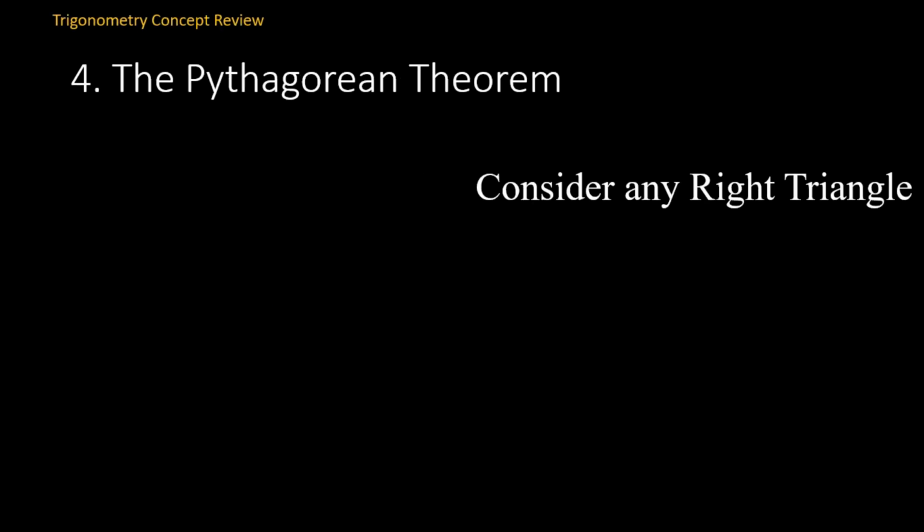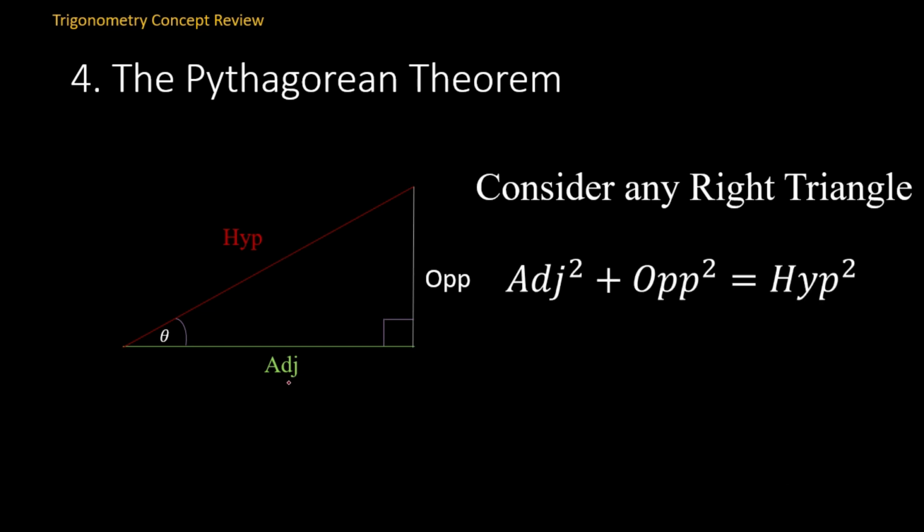Now let's consider the same one with respect to the trig functions. We know, like I said, here is opposite, and here is the hypotenuse, and then the adjacent, which means that adjacent squared plus opposite squared is equal to the hypotenuse squared.